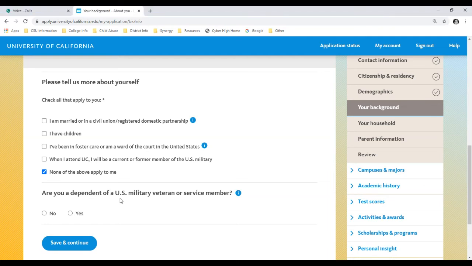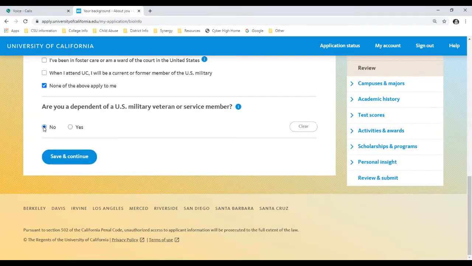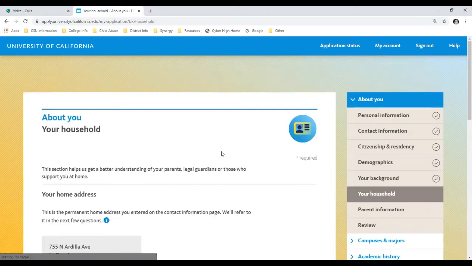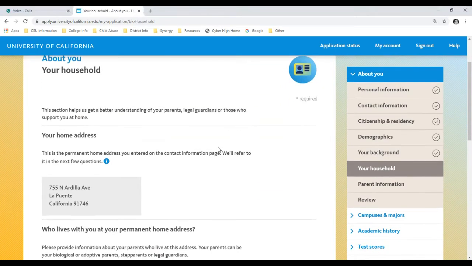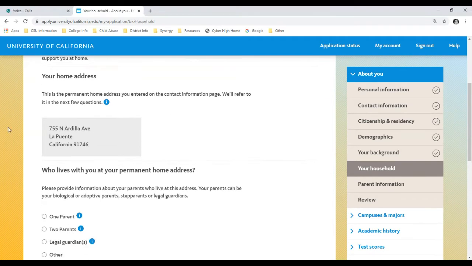Are you a dependent of a U.S. military veteran? I'm going to say yes. Okay, let's see what happens if I say no. No, yes, okay, so it doesn't give you any extra questions. Okay, save and continue. So about you and your household. This section helps us get a better understanding of your parents, legal guardians, and those who support you at home. Okay, so I put the school's address here.